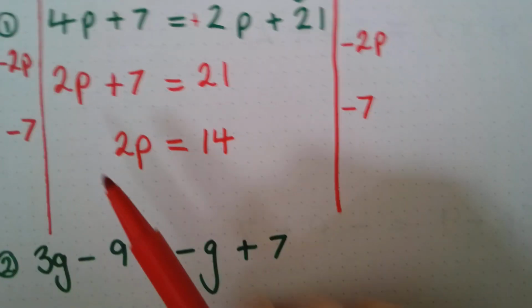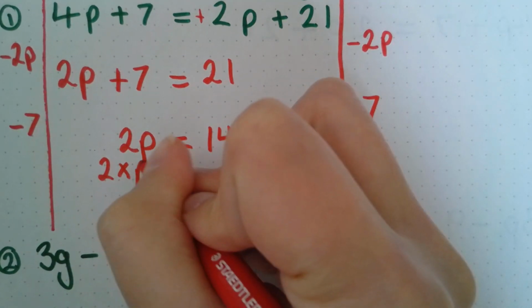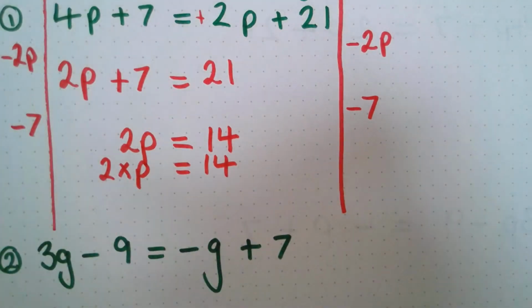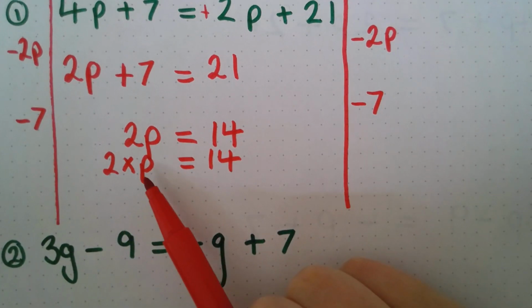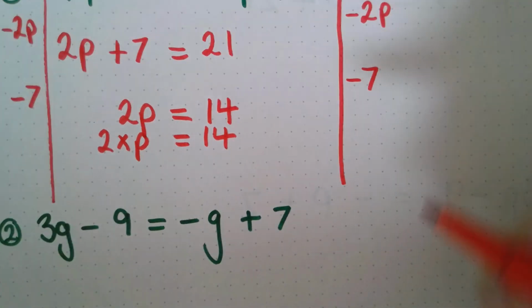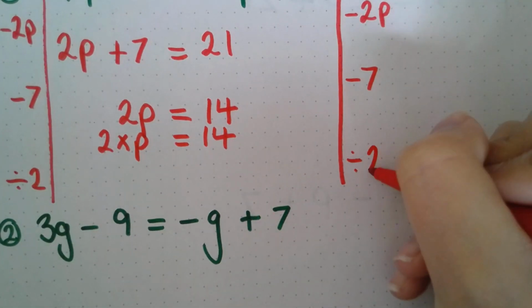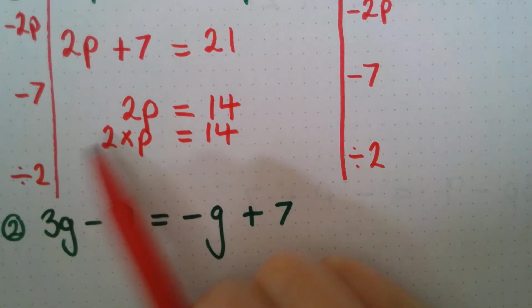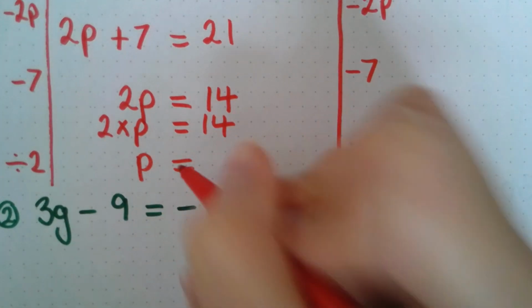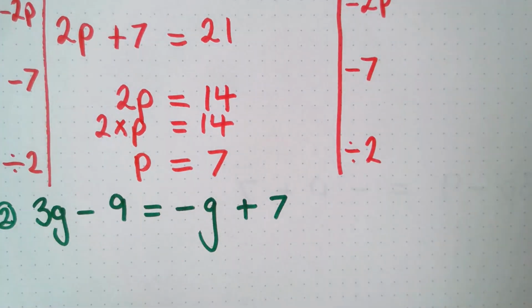Remember that 2p means 2 times p, so you can write that out underneath if it helps you. But we want p on its own, so we need to get rid of this 2. The opposite of times by 2 is divide by 2. We can't just divide by 2 on one side, we have to divide by 2 on both sides. So times by 2, divide by 2, you're just left with p equals 14 divided by 2 is 7.